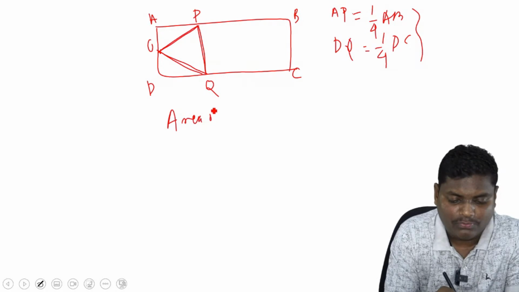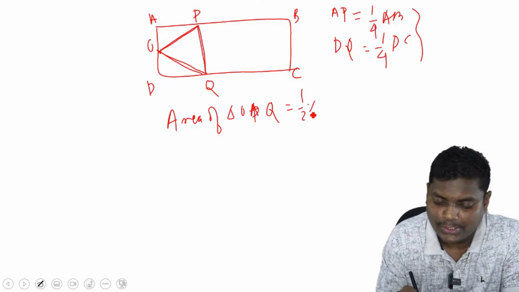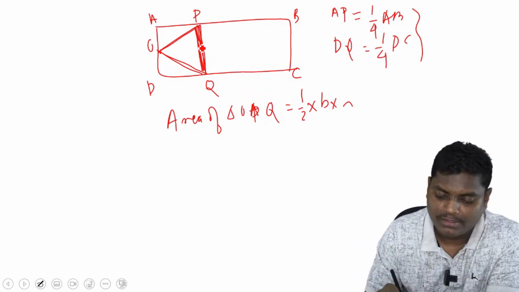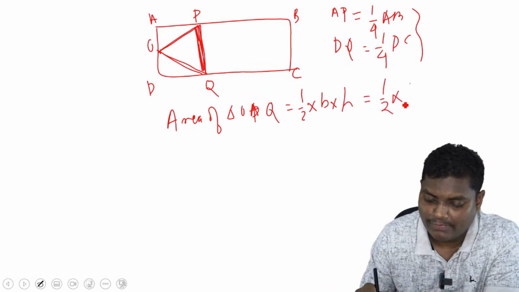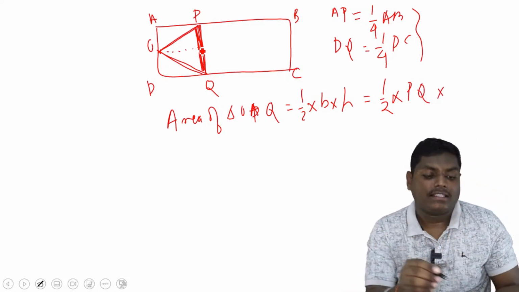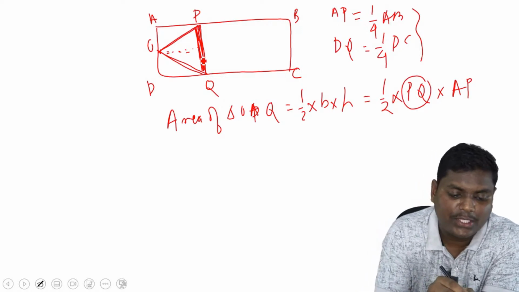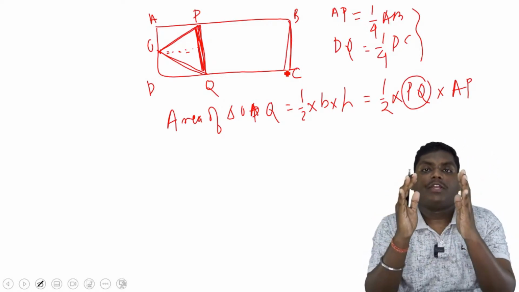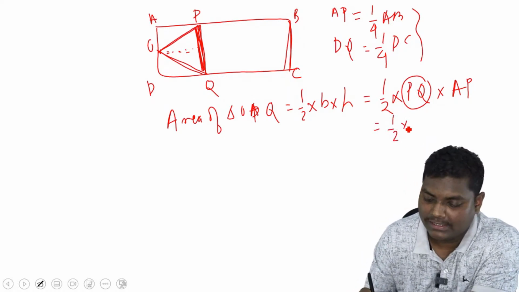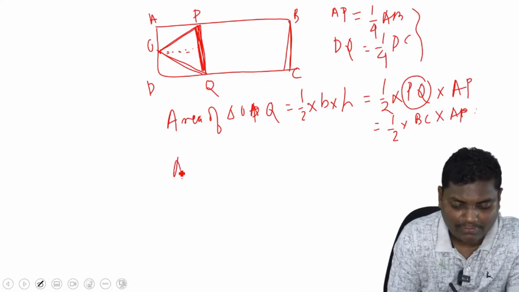The area of triangle OPQ is basically half into base into height. For this, the base of the triangle is PQ. Half into PQ into height. Height is basically this, so we can write this to be equal to AP. Now if you look properly, this PQ is same as BC, right? So instead of PQ, I can write BC into AP.